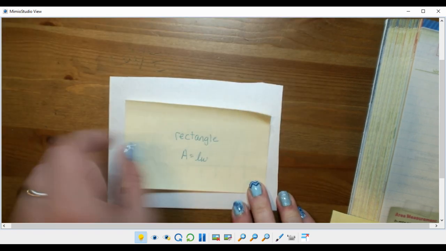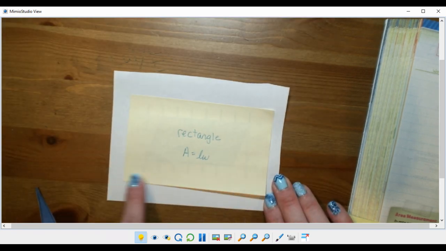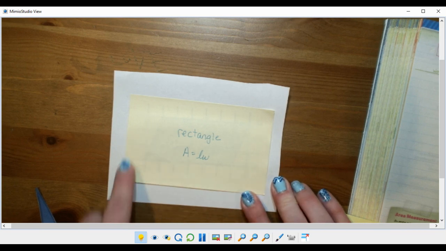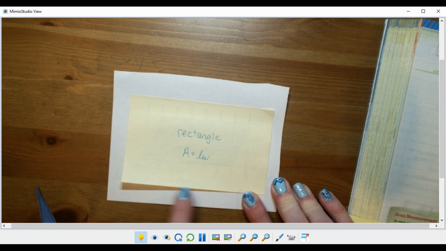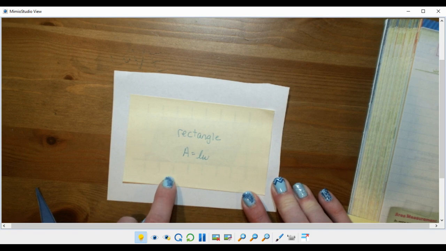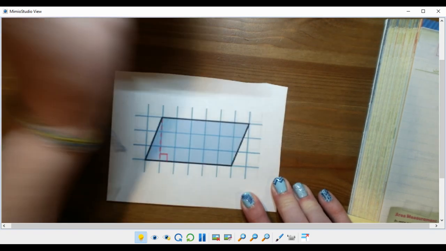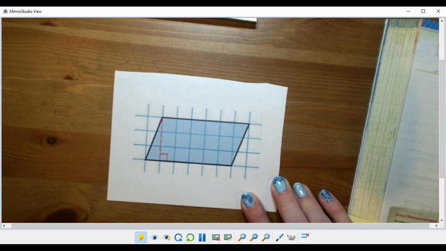If we go back to our rectangle, this could be considered the base, and this could be considered the height. Normally we call it length and width. But if you think about these two sides, they are perpendicular to each other. So this is actually a form of a parallelogram, and you can use the same formula for that. Now, let's go back and show you another reason.